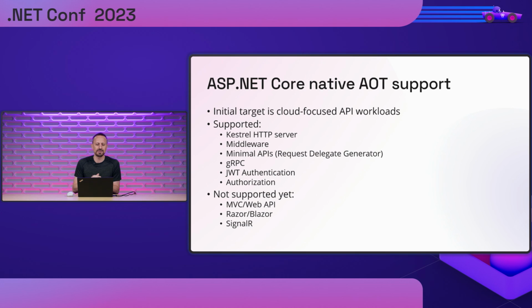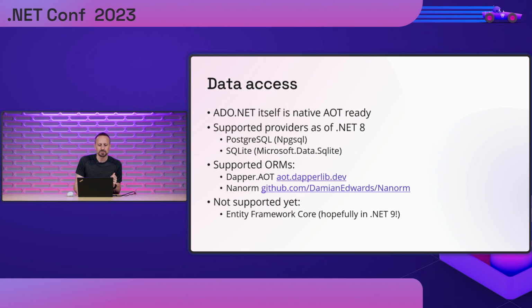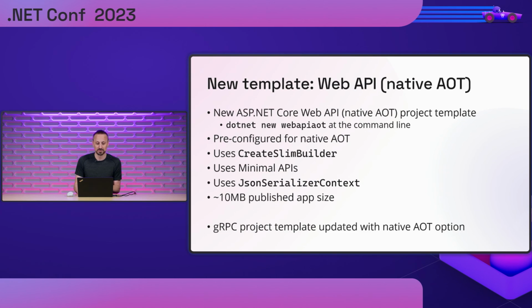So ASP.NET Core native AOT, what does it support? Kestrel, middleware, minimal APIs, as we talked about, gRPC, JWT authentication, authorization. In .NET 8, there isn't support for MVC or Web API, Razor or Blazor or SignalR, but those are things that we're considering for future releases. For data access, the PostgreSQL ADO.NET driver and SQLite are both supported for native AOT. Dapper.AOT was released just yesterday, so if you're using Dapper, there's an AOT version of that. And there's also a small library that I've written that you can try looking at. And Entity Framework Core is something I know the team is interested in looking at in .NET 9.